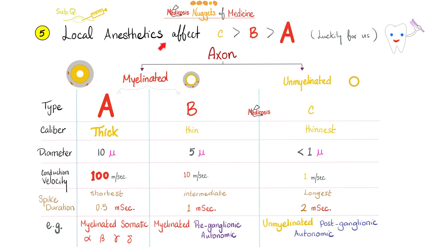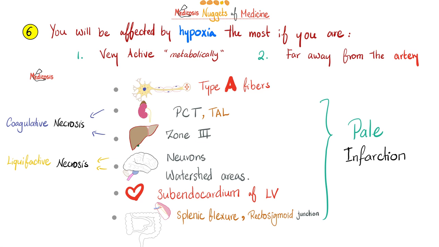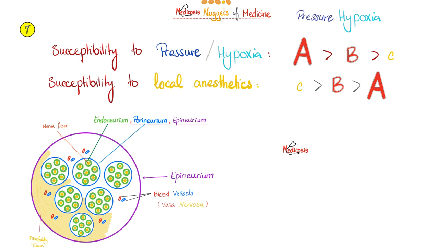Nugget number 5. Local anesthetics will affect type C fibers before B, before type A. Why is this? Because C is the thinnest type of fiber. It's also unmyelinated. To learn more about local anesthetics, check out my anesthesiology playlist here on YouTube. Nugget number 6. You will be affected by hypoxia the most if you are very active, metabolically speaking, and far away from the artery, anatomically speaking. And that's why type A fibers are the most vulnerable to hypoxia. So when it comes to susceptibility to pressure or to hypoxia, type A is the most susceptible. When it comes to susceptibility to local anesthetics, type C is the most susceptible.